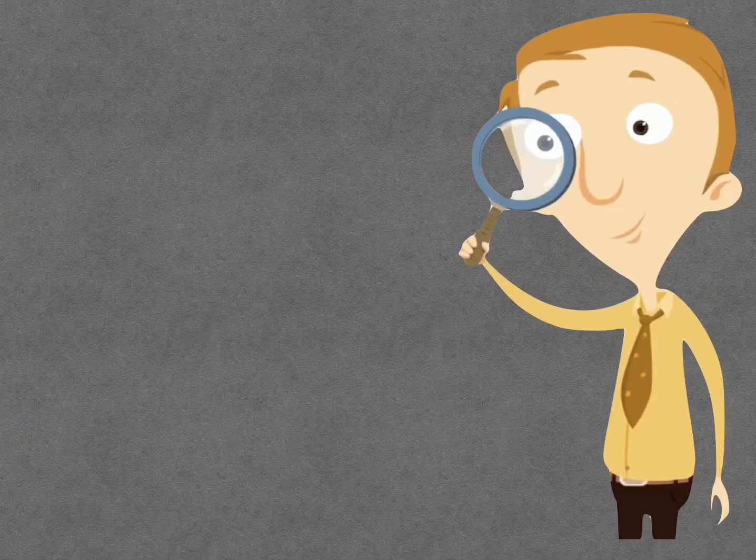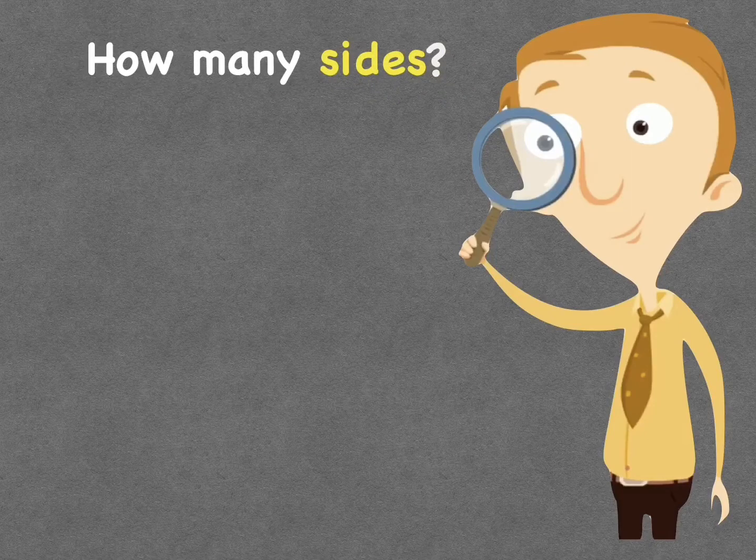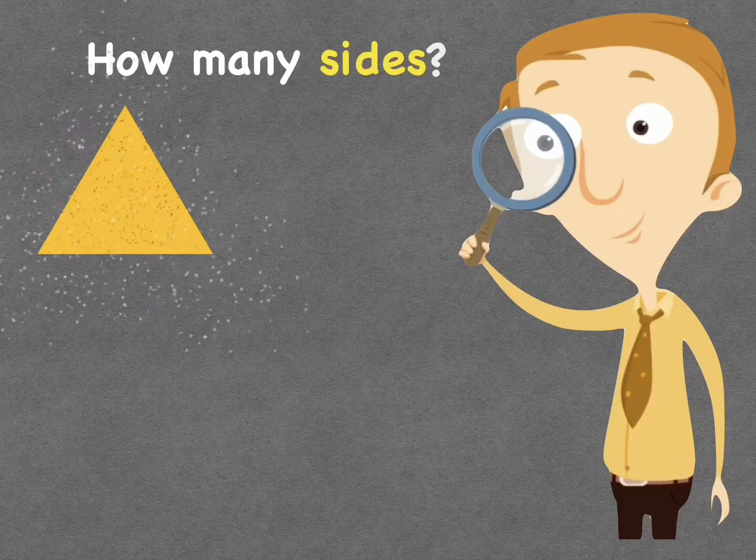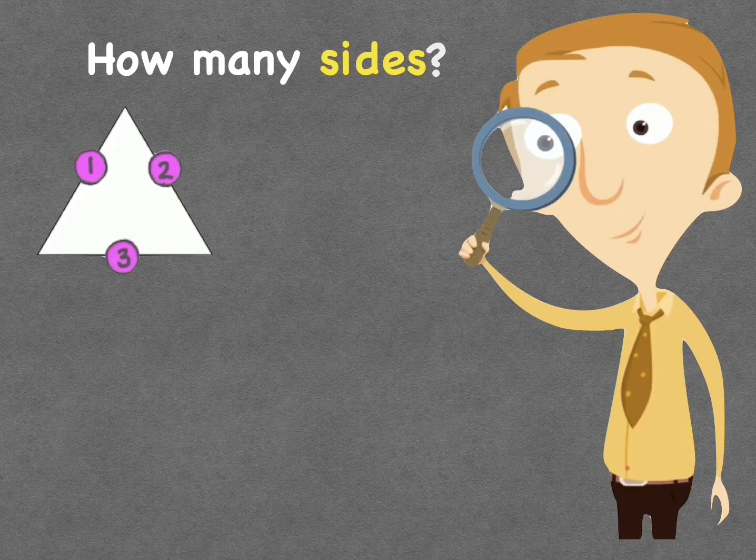Now I'm gonna tell you the name of the shape and I want you to think about its sides. I want you to tell me how many straight sides the 2D shape has. Are you ready? Lovely. The first shape is the triangle. How many sides does the triangle have? Excellent! It has 3 straight sides. Very good.